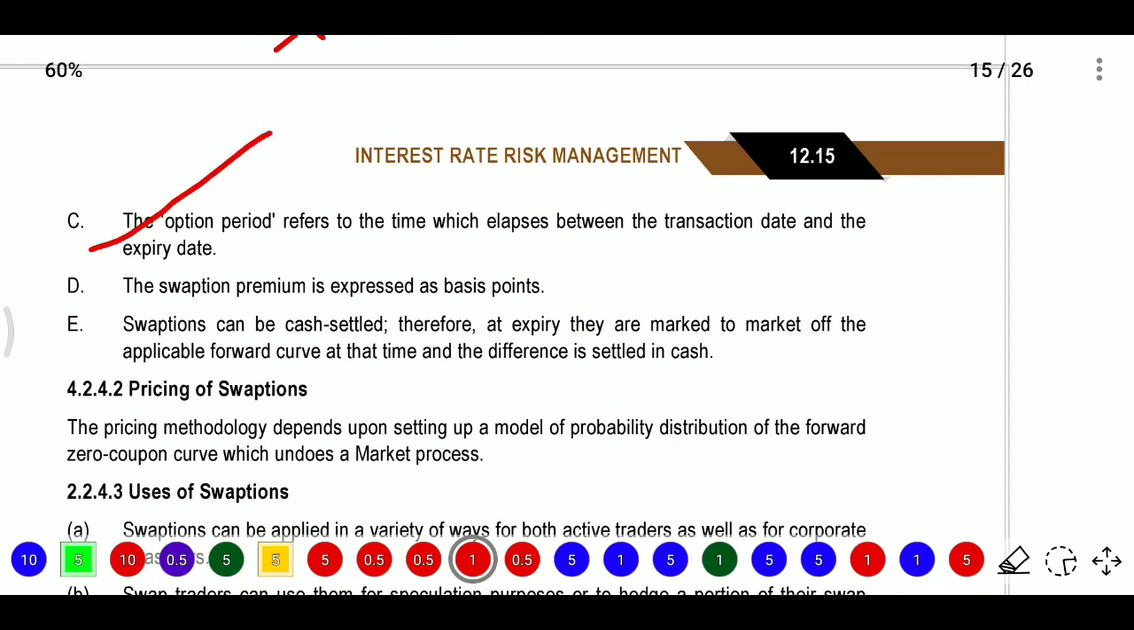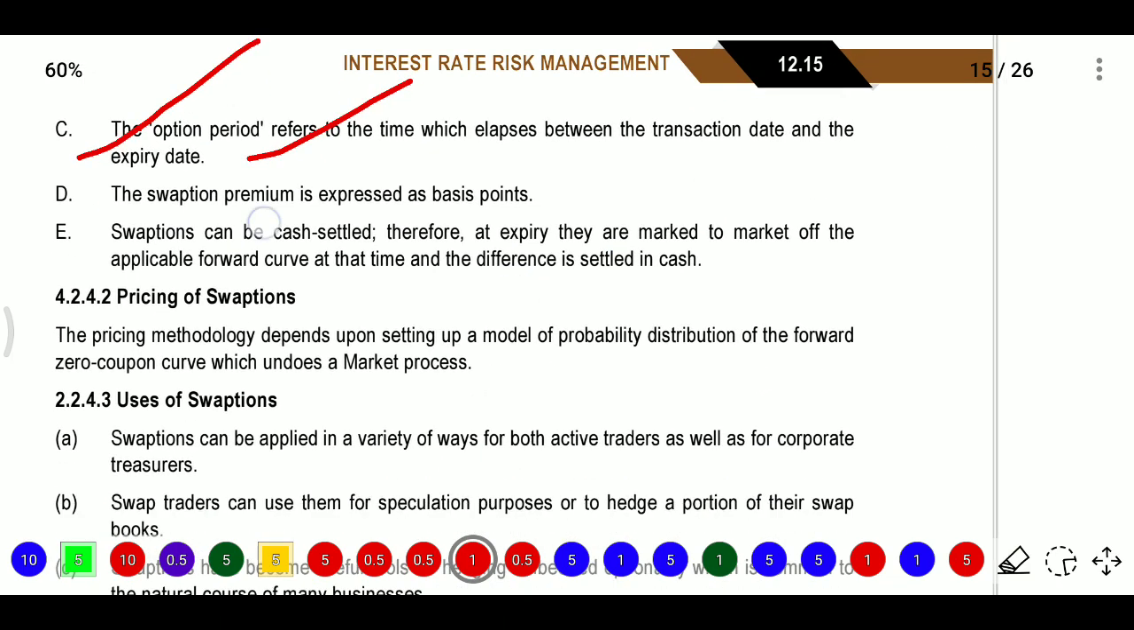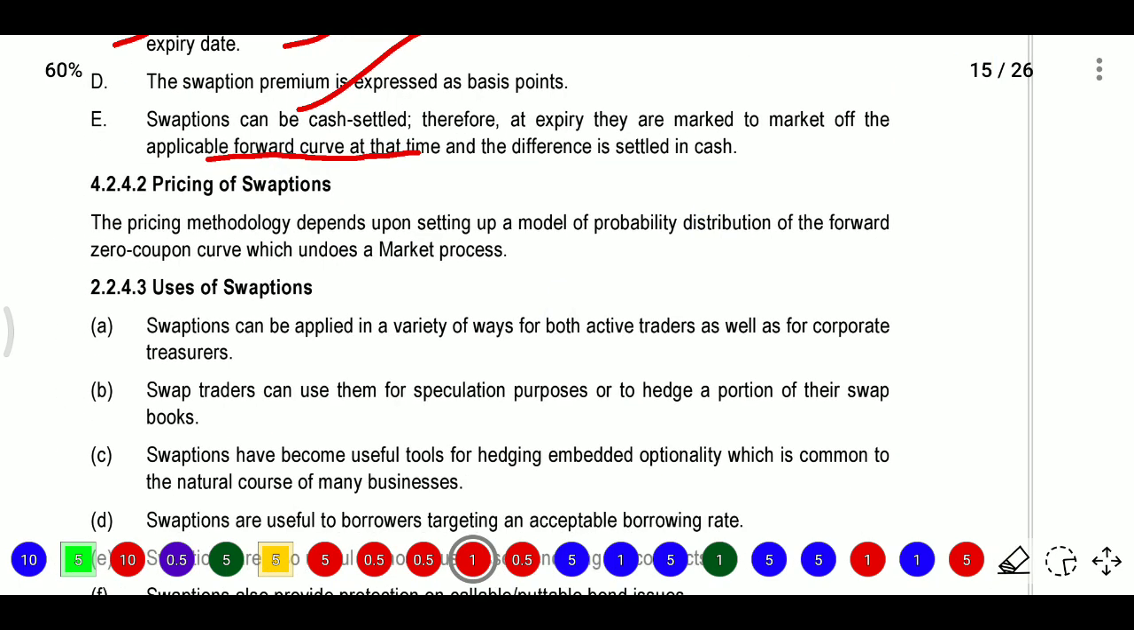Next, you need to consider the option period. Here the option period refers to the time which elapsed between the transaction date and expiry date. Swaption premium is expressed as basis points. A swaption can be cash settled. Therefore, at expiry they are marked to market. Marked to market means daily settlement applicable to the forward curve at the time, and the difference is settled in cash. Now, pricing of the swaption. How will swaptions be priced?